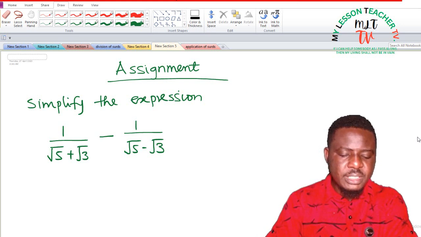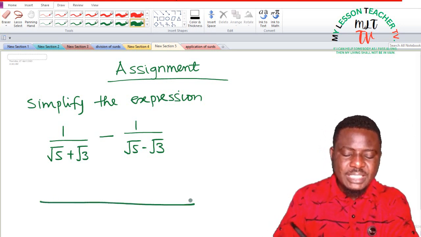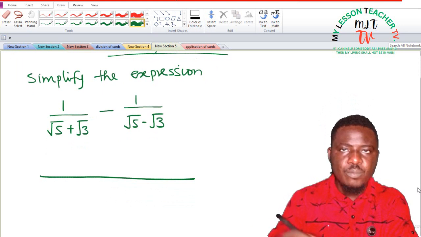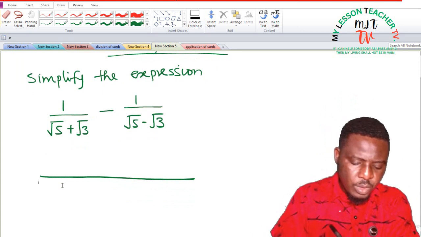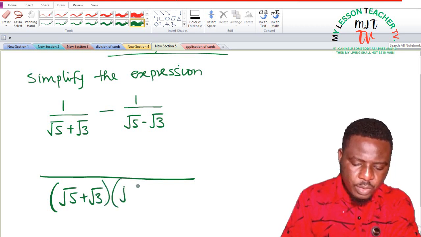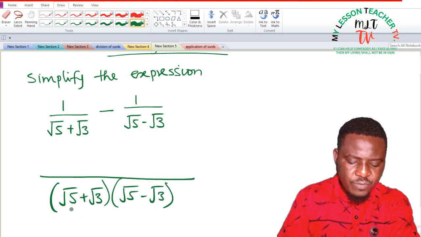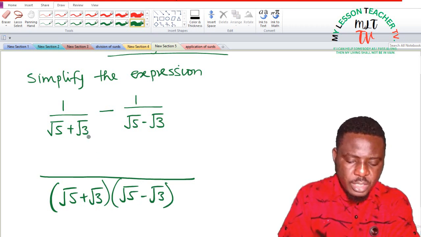So in solving this, since these are two fractions, I'm going to look for the LCM of the two denominators. And the LCM of the two denominators is the product of both denominators. And if you look at them, they are conjugates of each other. So this is going to be root 5 plus root 3 multiplied by root 5 minus root 3. So when you divide root 5 plus root 3 times root 5 minus root 3 by root 5 plus root 3, you are going to have root 5 minus root 3.